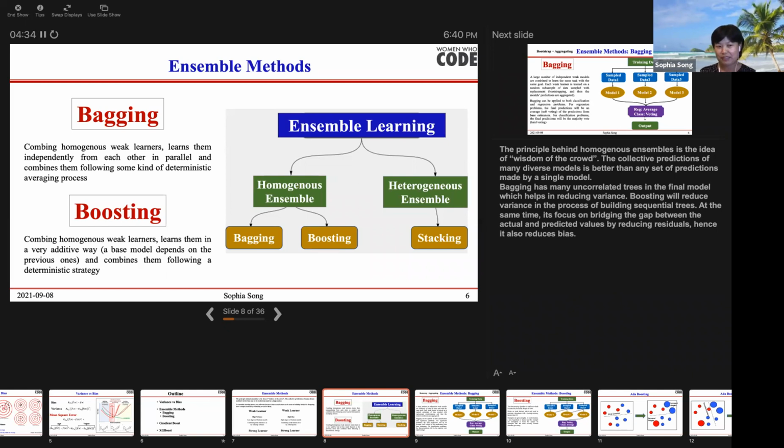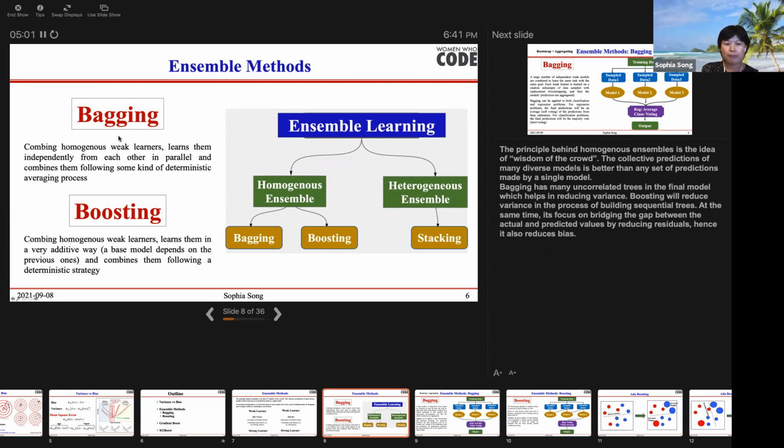XGBoost is a boosting method, right? So it's a kind of homogeneous ensemble. On the following slides, the XGBoost algorithm combines decision trees. All the weak learners are decision trees. We do not use a heterogeneous ensemble, we only use the homogeneous. XGBoost combines the different learning trees.